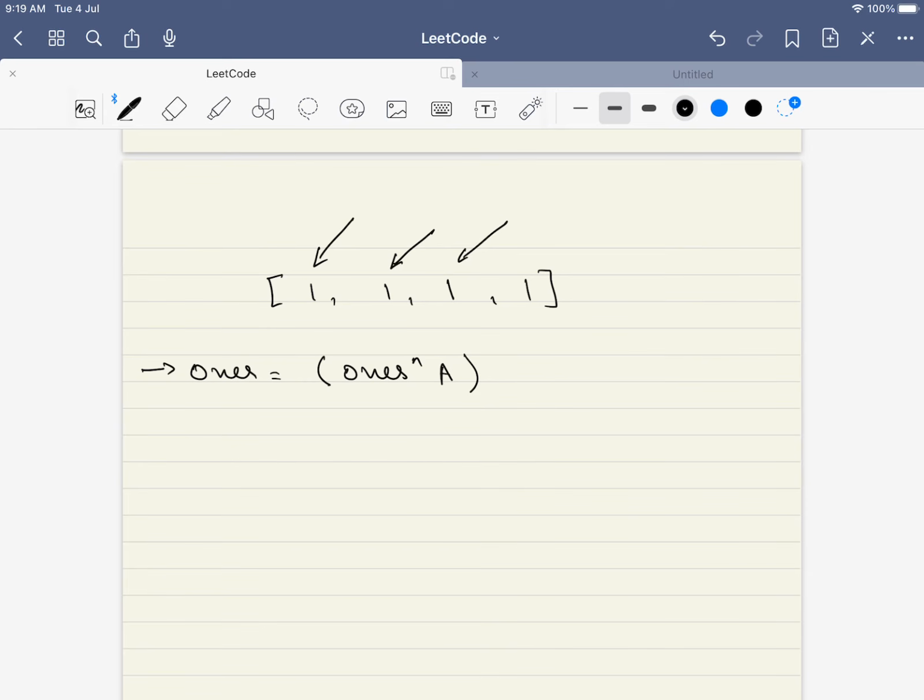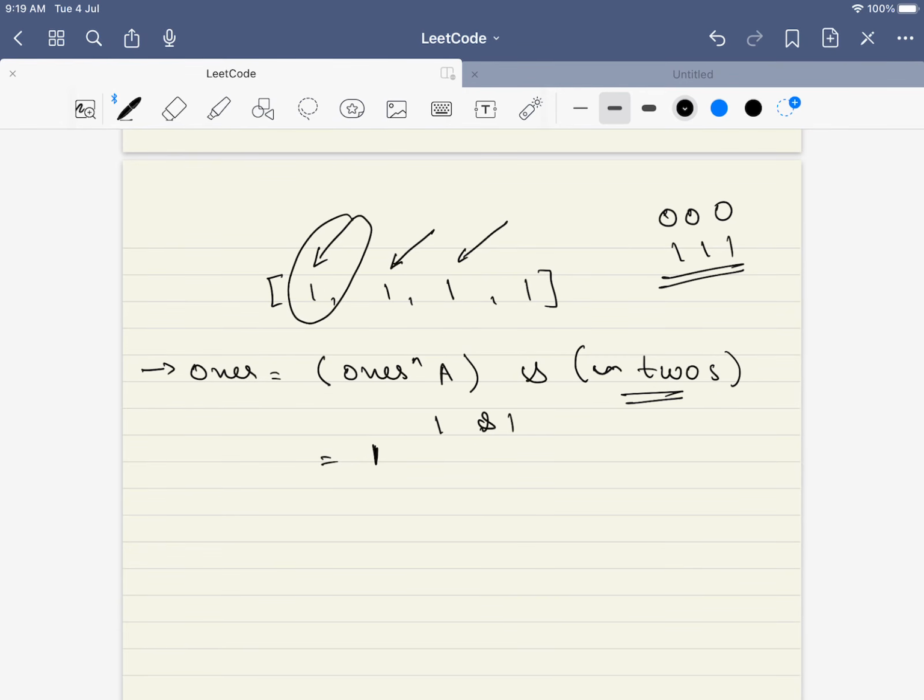So this is what we are doing to add it to the first ones. But we should also identify that it should not be present in twos. So we are taking the negation of twos. What was twos initially? Twos was 0, 0, 0. So we will take the negation, that is equal to 1, 1, 1. So when you do this with 1 and 1, our ones will be 1 in the first case.